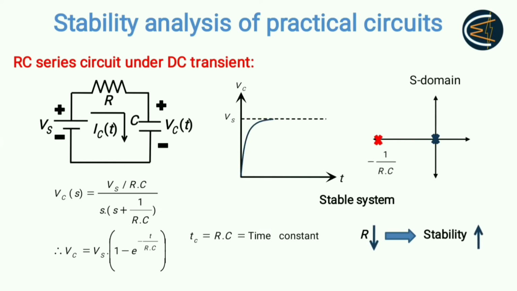See what will happen. As the resistance is decreasing, it reaches the steady state faster, and also the pole is far away from the j omega axis. And if you increase the resistance, the system will be slower than the previous case. Why? Because now the pole has come closer to the j omega axis, that means stability is decreased. So this is how the RC parameters affect the time constant and also the stability of the system.